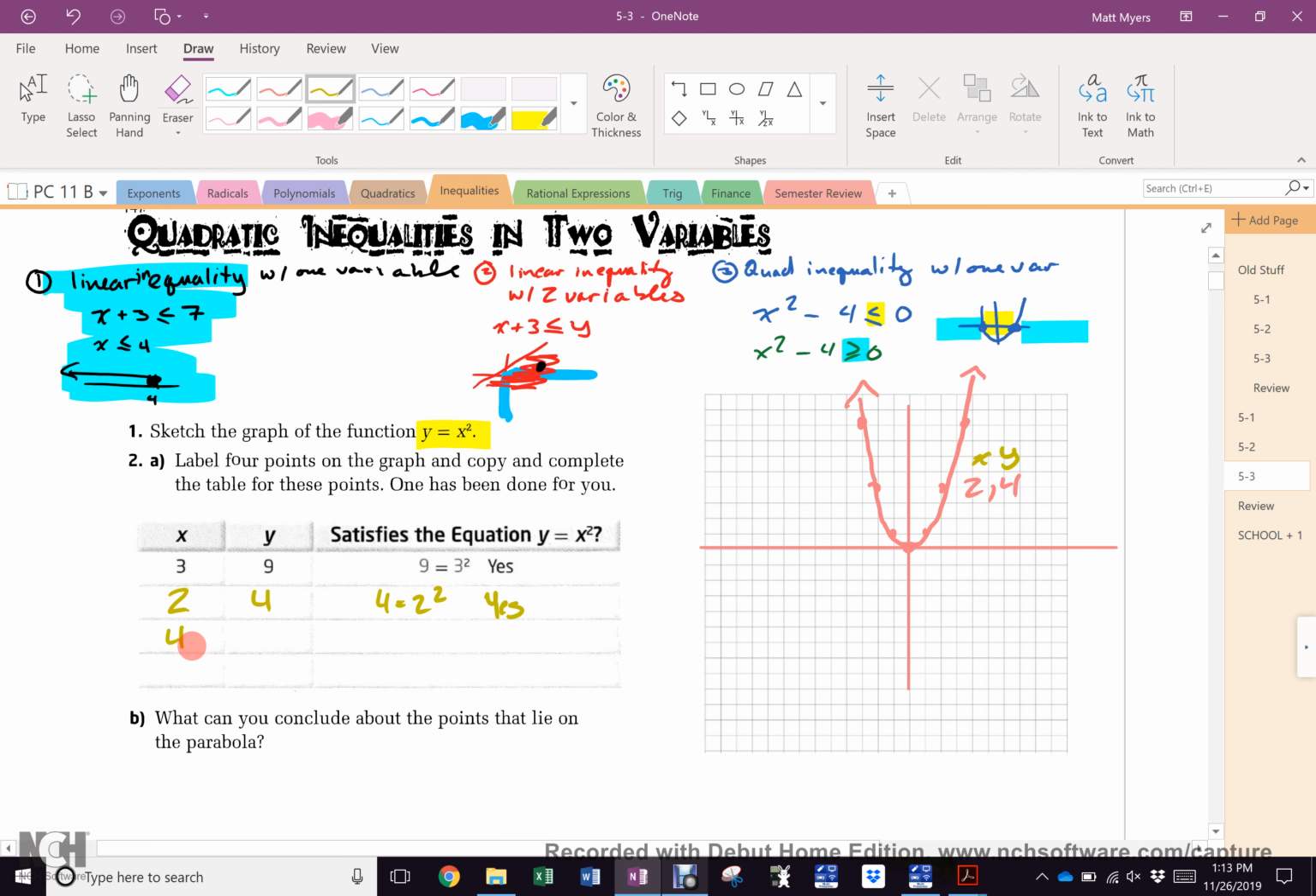Such as 4, 16. Yeah. But if I give you coordinates and I tell you they're on this parabola, what does that tell you? Thank you. They satisfy the equation, yes? So we've done 3 of them. We don't need to do a 4th. B is right here. What do you conclude about the points that lie on the parabola? They satisfy the equation.